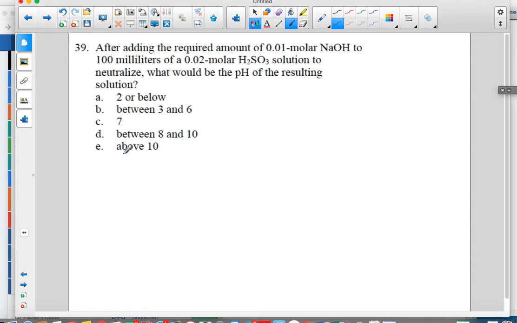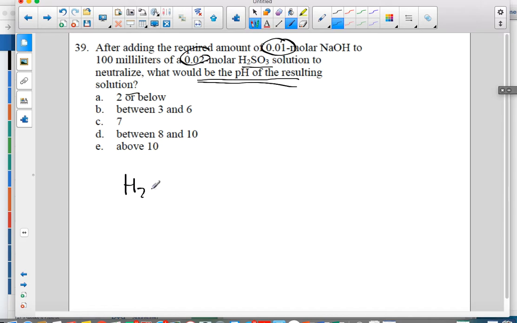Next one, 39. It says after you put a required amount of 0.01 NaOH into 0.02 H2SO3, what would the pH of the resulting solution be? Remember we talked about moles. It's talking about neutralizing, so what would the pH be once it's neutralized? What does neutralizing mean? It means that you basically add equivalence. So when you add equivalence, think about it like this.